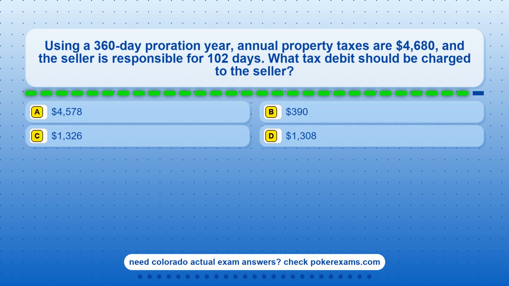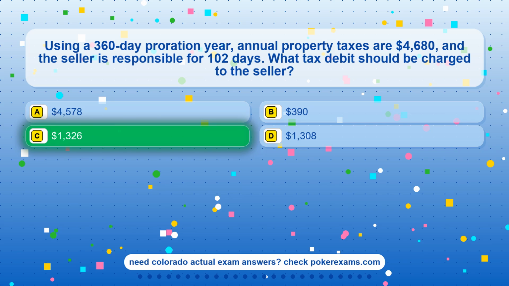Question 24. Using a 360-day proration year, annual property taxes are $4,680, and the seller is responsible for 102 days. What tax debit should be charged to the seller? Option A, $4,578. Option B, $390. Option C, $1,326. Option D, $1,308.